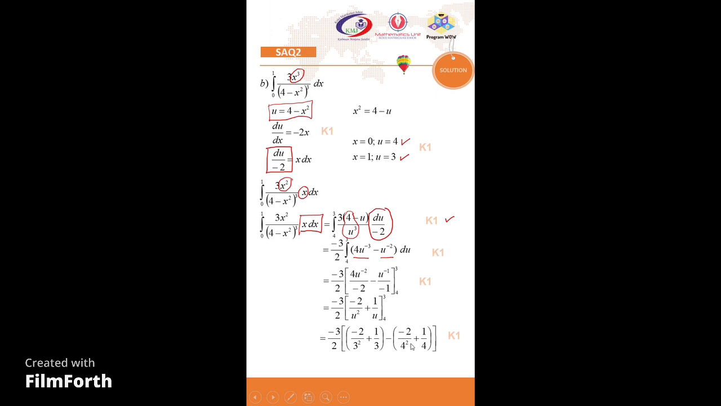So remember, you have the new limit in terms of u. So your limit is 3 and 4. You calculate, and then you get the final answer, and then you get the final mark.